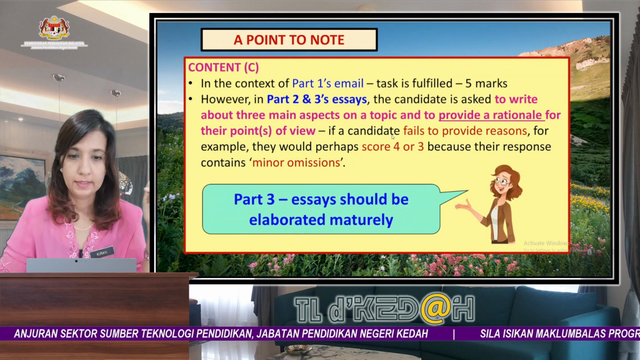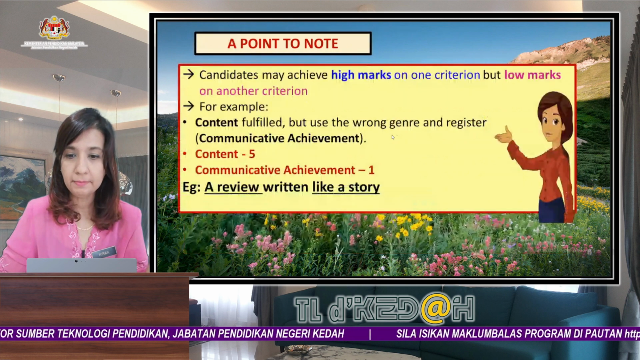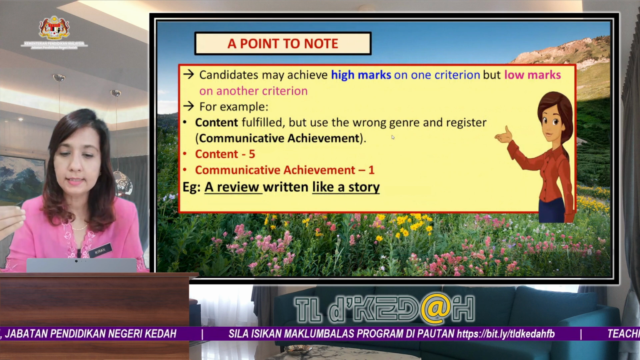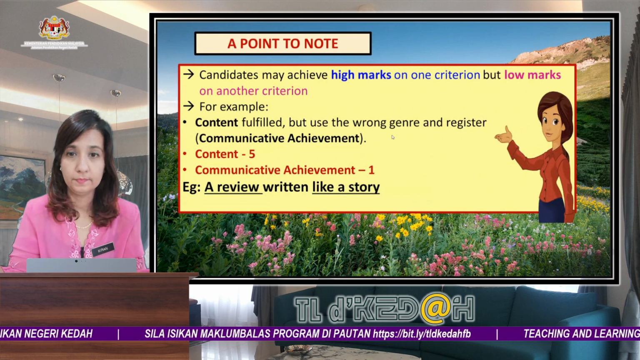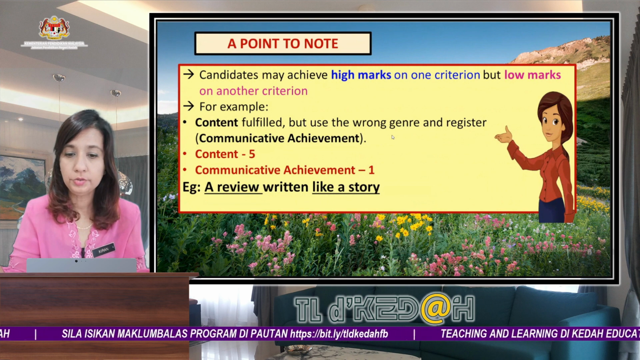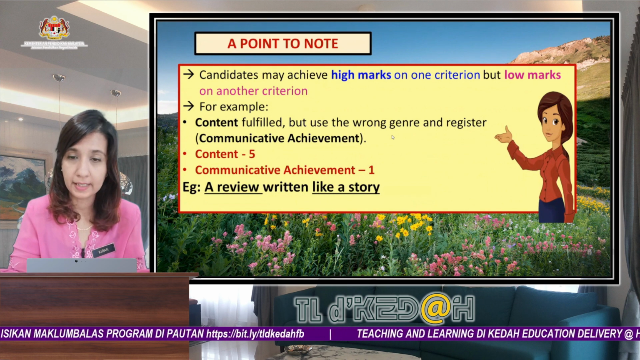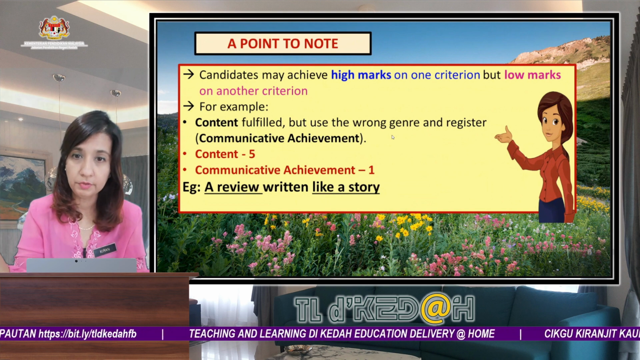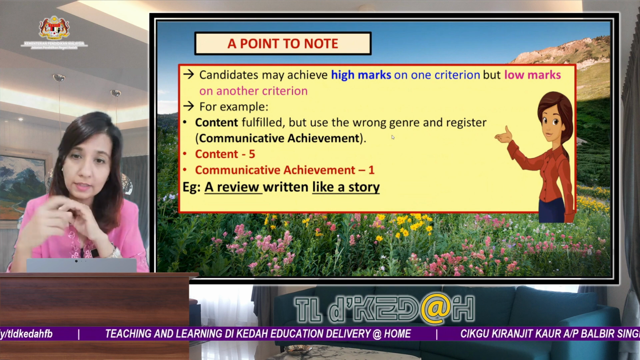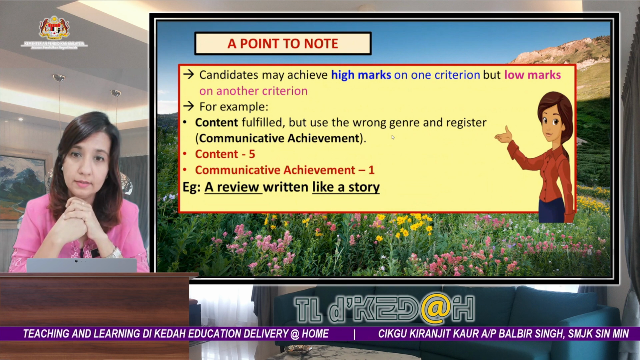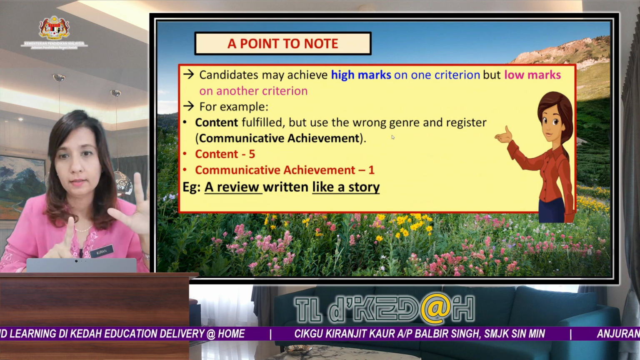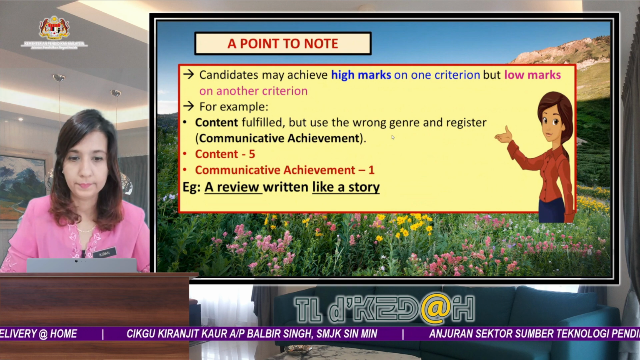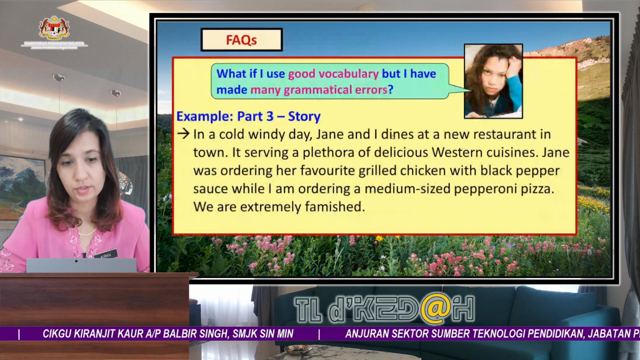Okay, right. And candidates may achieve high marks on one criterion but low marks on another criterion. For example, for content, you might get full marks, but the wrong use of genre, the communicative achievement marks, will be down. Like what I explained earlier, a review, when you write a review like a story, then you may get even 1 mark for your communicative achievement. 5 marks for content, but CA is 1. See, it affects. Okay, so be very careful. Read the question well. So these are some frequently asked questions by some students.